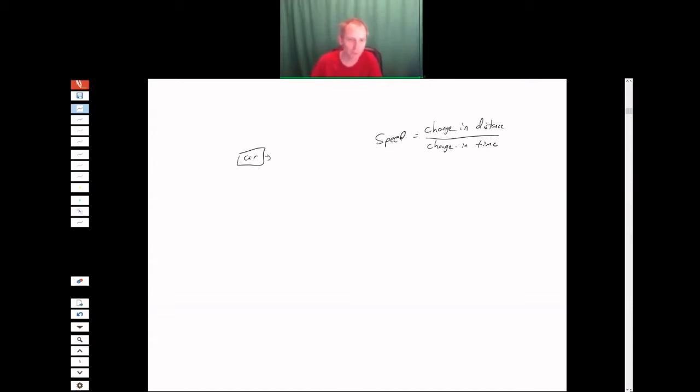So here's what we can do. I can think of my car as being on the road somewhere, and in the future my car will be somewhere else. We can think of this as time one, and at time two, and there's some change in distance and some change in time. But what if I shrink the amount of time it takes me to take my measurement? What if instead of waiting for a full mile or something like that, I wait 1 millisecond?